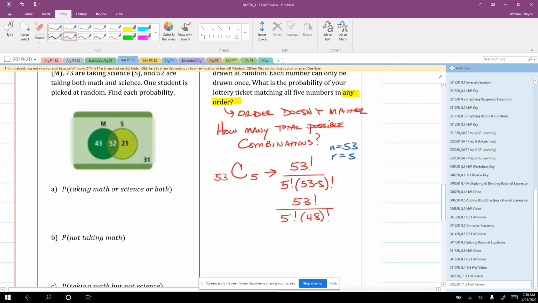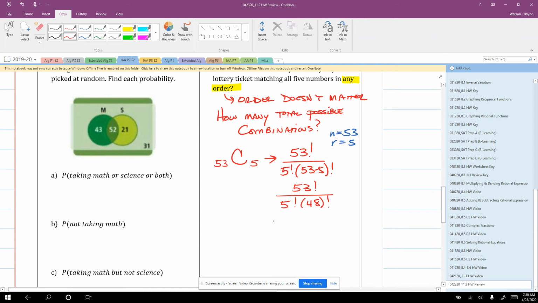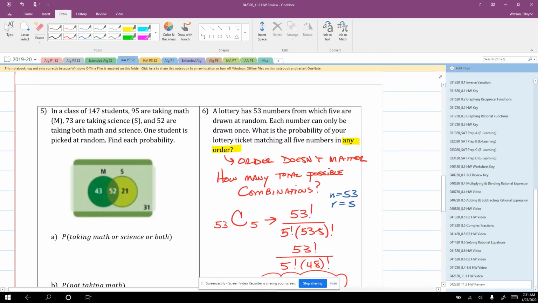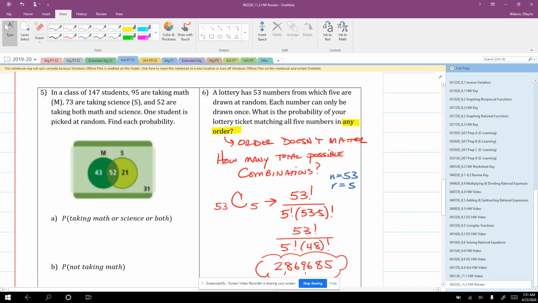I did not need to put that in parentheses. It's going to be a pretty big number, right? You can cancel out here, or you can just put it in your calculator. This ends up being 2,869,685. So that's how many possible combinations there are: 2,869,685 possible combinations when you have 5 numbers drawn from a pool of 53, in any order. So what is the probability of your lottery ticket matching all 5 numbers?